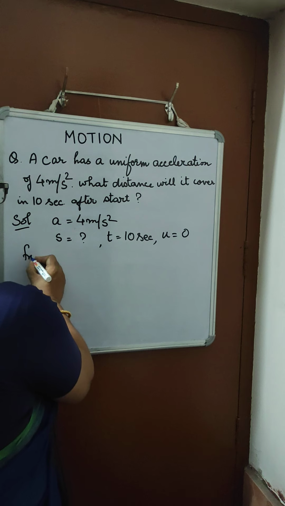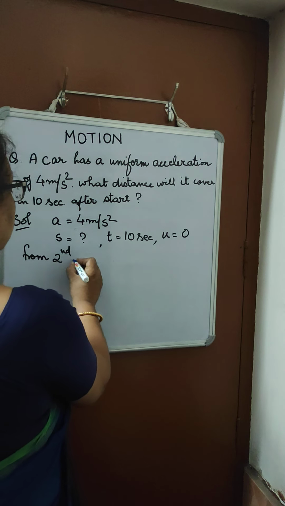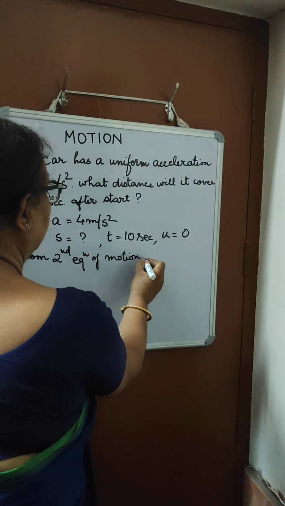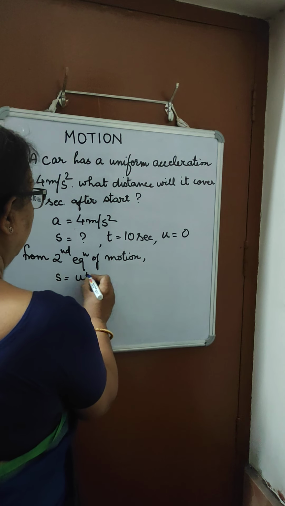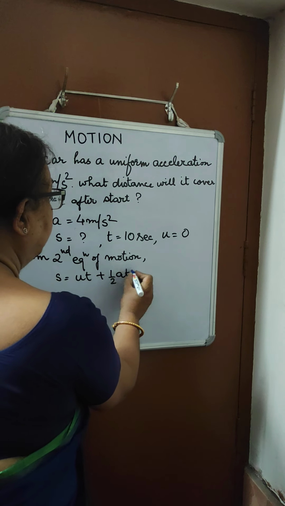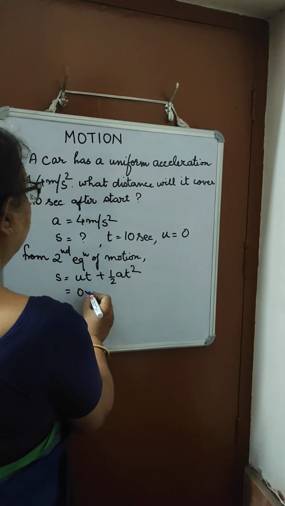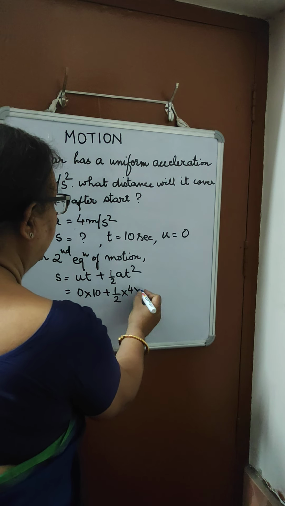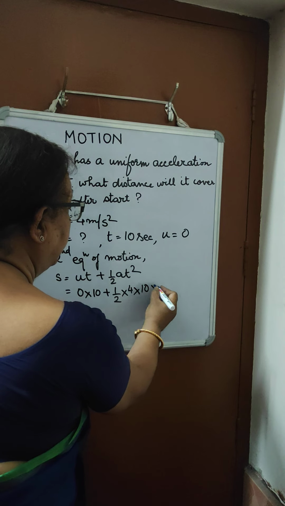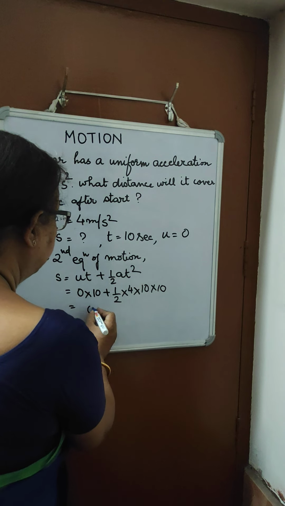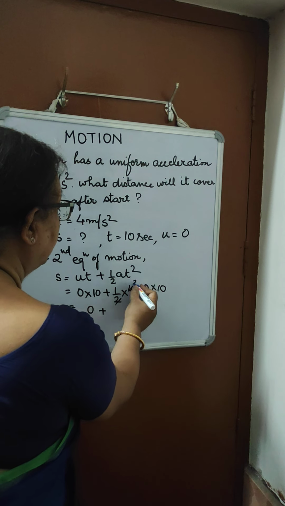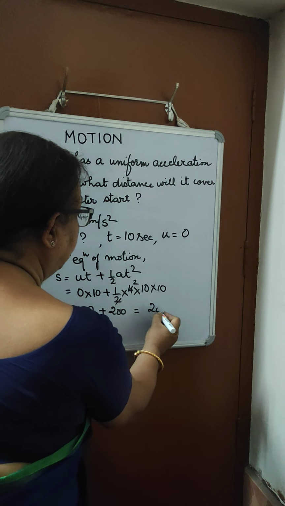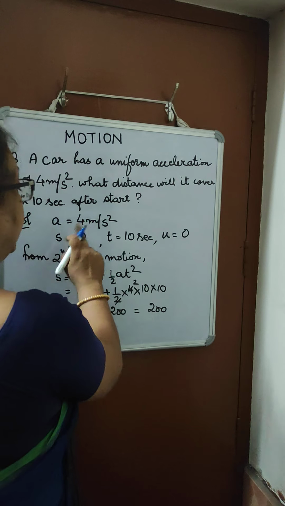So we write from second equation of motion, s = ut + ½at², u is 0, t is 10, plus half into 4 into t square, 10 into 10. 0 into 10 is 0, plus you can cancel this 2, 2 into 10 into 10, that is 200, that is you get 200 meter.